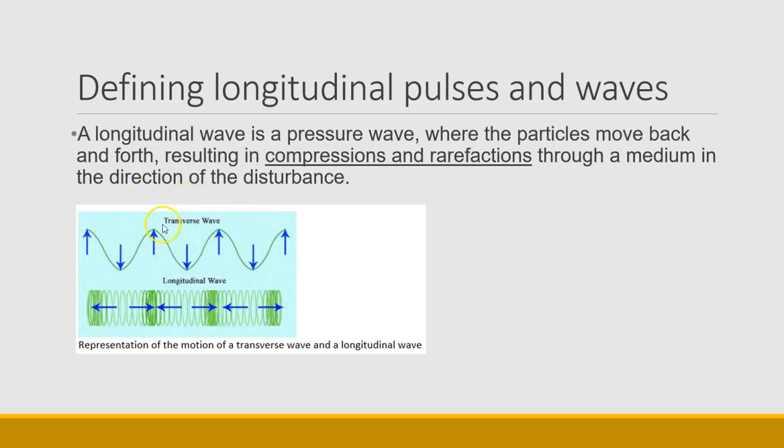So here we can see a transverse wave and a longitudinal wave shape. In a transverse wave, the particles of the medium move up and down relative to the direction in which the wave is moving. In a longitudinal wave, the particles move back and forth relative to the direction in which the wave is moving. And that back and forth movement creates areas of high pressure, known as compressions, and areas of low pressure, known as rarefactions. We're going to look at a longitudinal wave demonstration using a slinky.